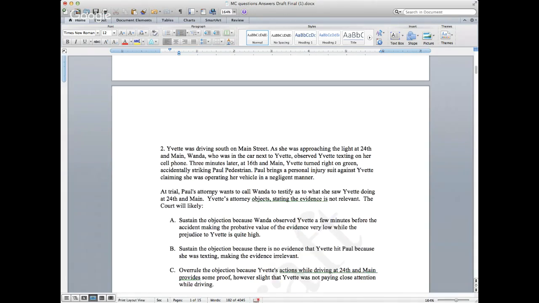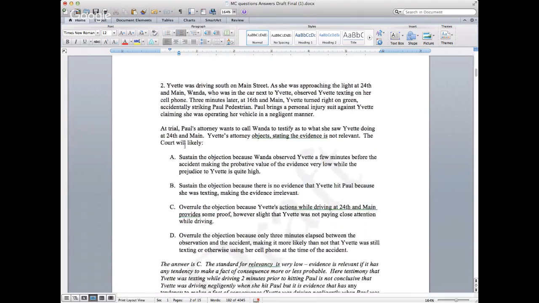Moving to question 2. Again, I'm going to start with the call of the question, because I like to see what I'm looking for when I go into the major questions. Yvette's attorney objects, stating that the evidence is not relevant. The court will most likely... So this seems to just be asking us about relevancy. Hopefully this question will be nice and easy since it's just about relevancy. Let's go in, understanding that we're talking about evidence being relevant.